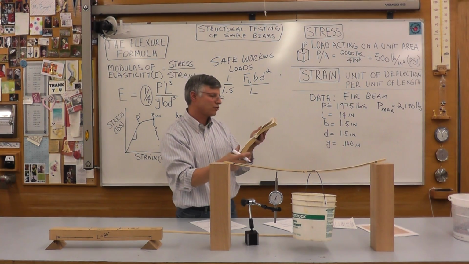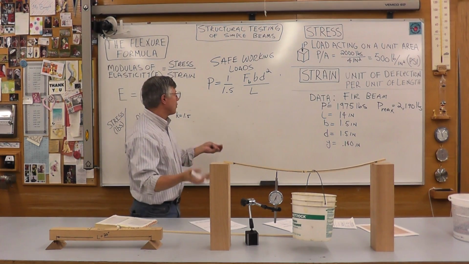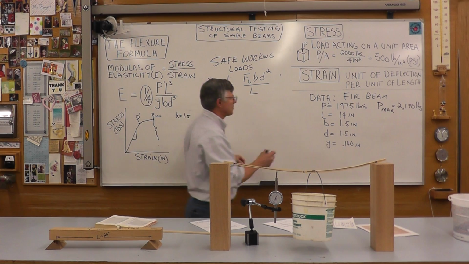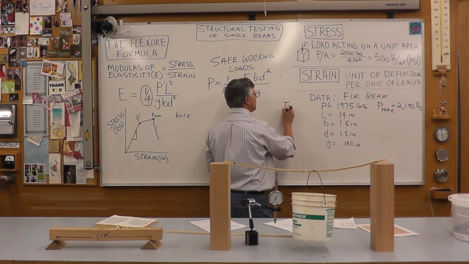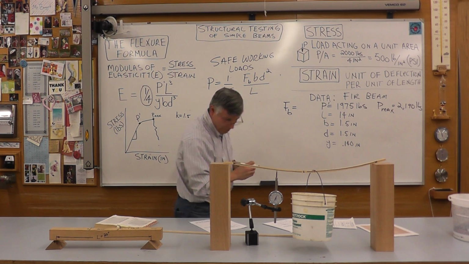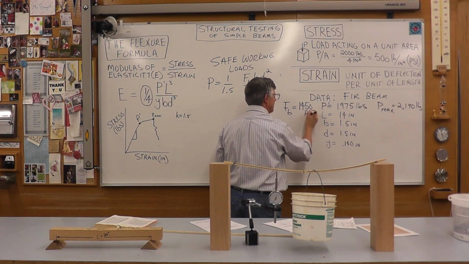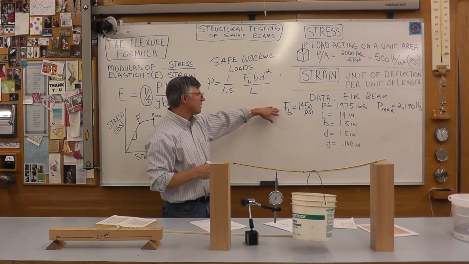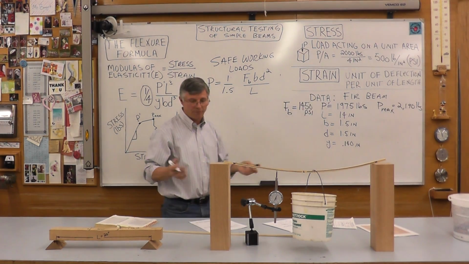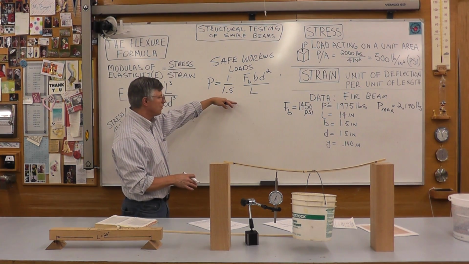So note the required extreme fiber stress in bending, FB. You find out what the FB value is for Doug fir, and it just happens to be 1,450 PSI. So that's the FB value of a Doug fir beam. You'd look that up for each material. Again, you can plug in the data and do the math.